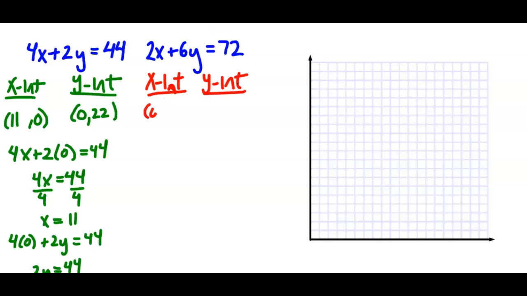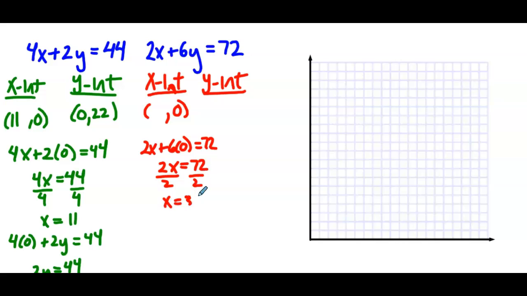So again, the x-intercept is a point whose y-coordinate is 0. So we have 2x plus 6 times 0 equals 72. 2x equals 72. Divide both sides by 2, x equals 36.